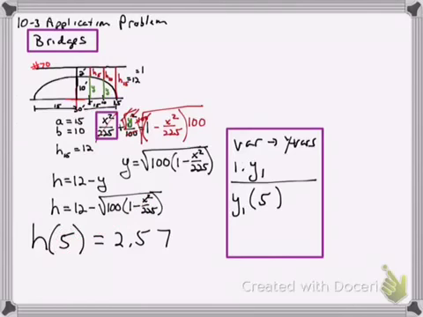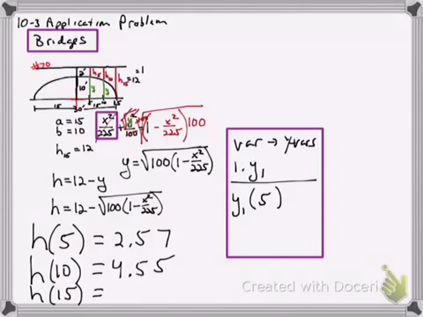Okay, and then let's do the same thing with x equaling 10. We're going to plug it in for h. So I just do second enter and change that 5 to a 10, and I get 4.55. And if I want to double check that I was right at the beginning and make sure my equation's working, I'm going to do second enter and this time put in 15. That should come out to 12, because that's the height of the bridge from the roadway all the way down to the water. And it worked out.